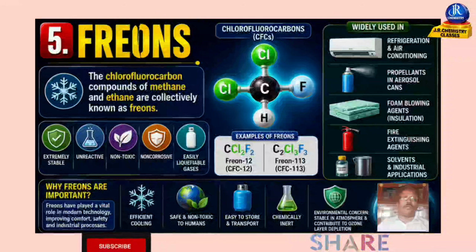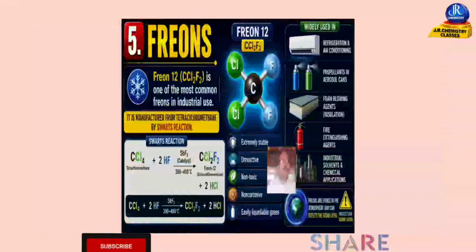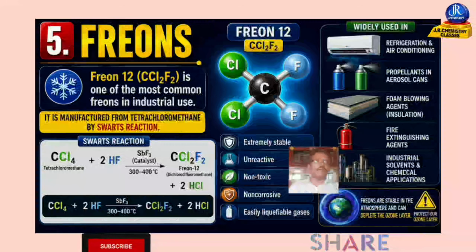Now, the next polyhalogen compound is Freon. The chlorofluorocarbon compounds of methane and ethane are collectively known as freons. They are extremely stable, unreactive, non-toxic, non-corrosive, and easily liquefiable gases. Freon 12, CF2Cl2, is one of the most common freons in industrial use.